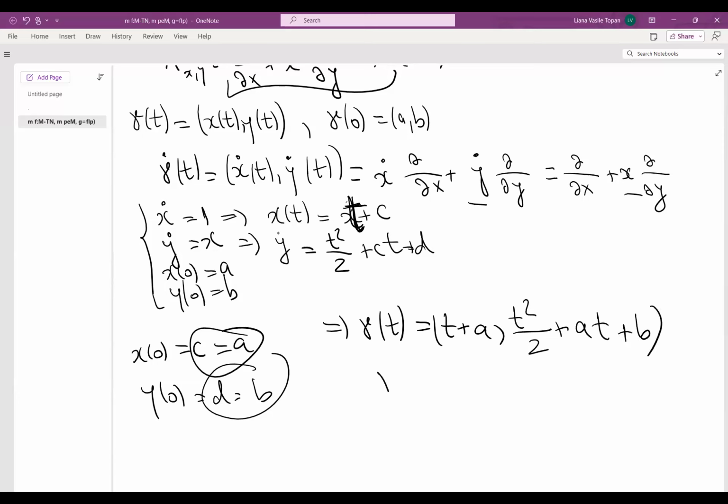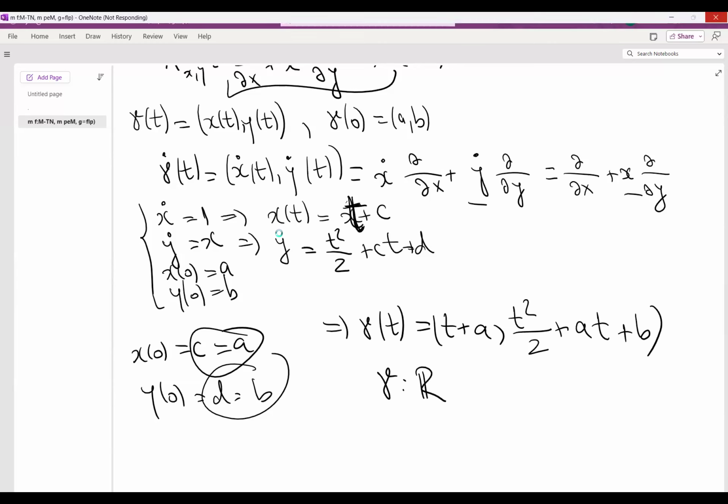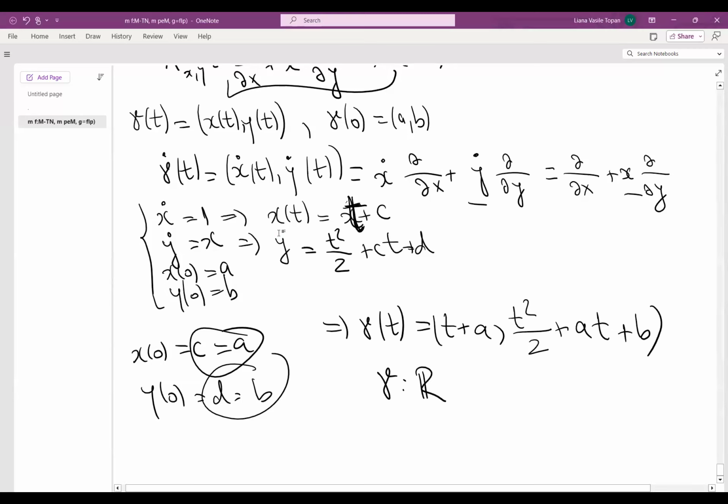Okay, so you see, I have r over the whole r, which means that the maximal integral curve can be defined on the whole r, right? So we go from r into r squared. Okay, so that's another example here. Let me see what other examples do we have here.